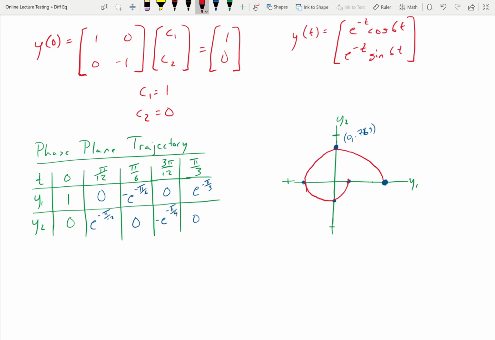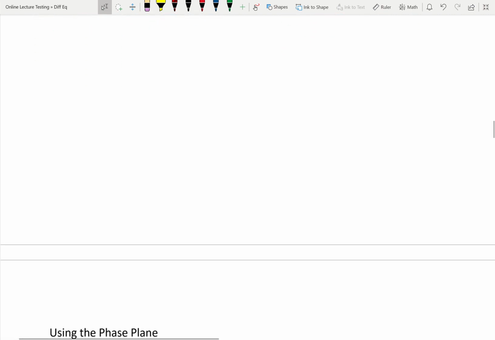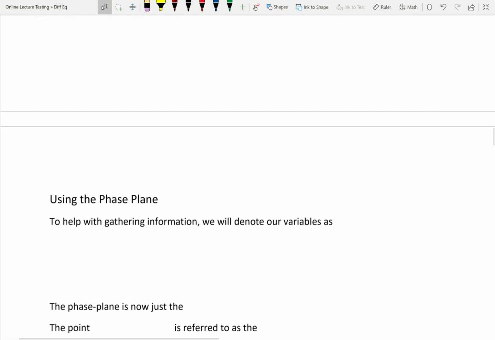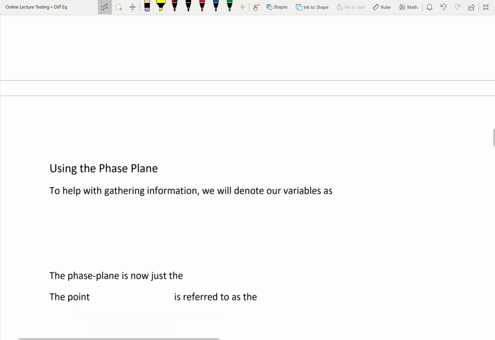and it actually would continue, and this is the direction of travel towards the origin. All right, again, this is starting at 1. So this is an example of a phase plane trajectory. So we have seen this before. So we can use this to gather information about the behavior, especially if we do have a solution. All right, so using the phase plane.